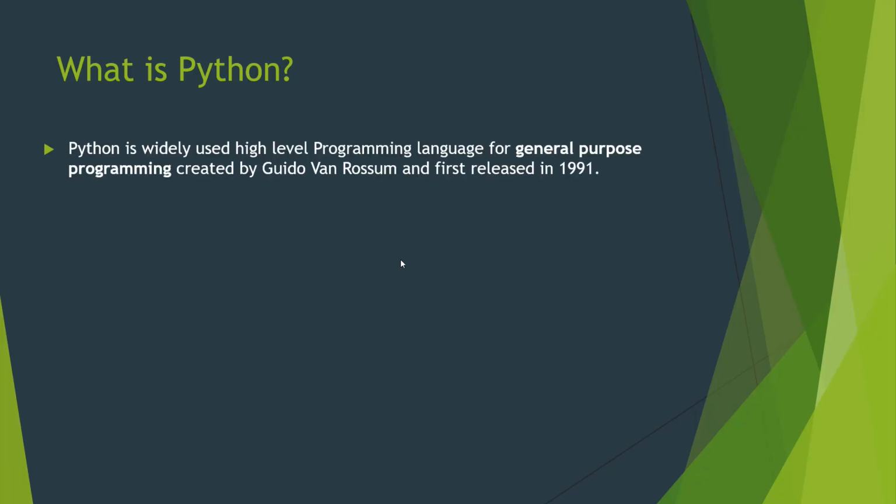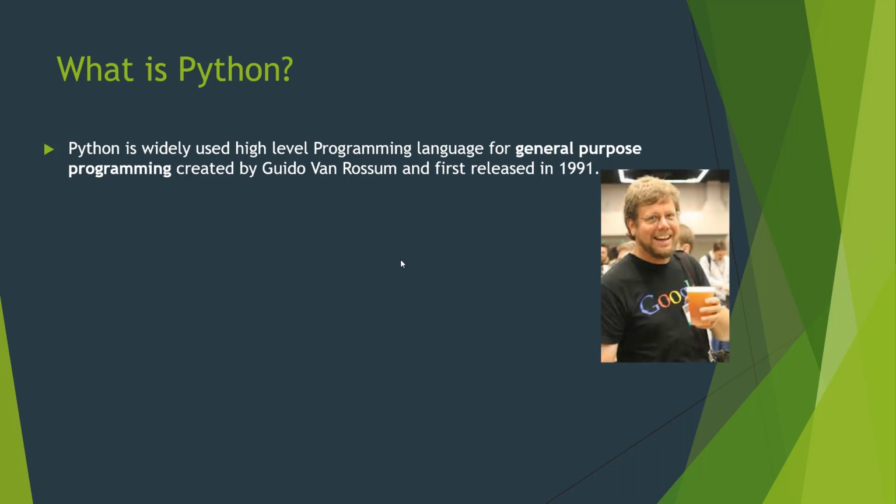Python is a high-level language, which means its syntax is programmer friendly and like simple English language. And Python is used for general purpose programming, which we will see in a few minutes. What does general purpose mean? Python was created by Guido van Rossum in 1991.